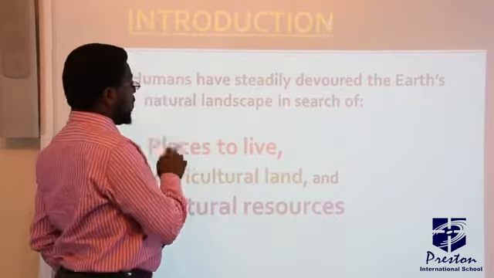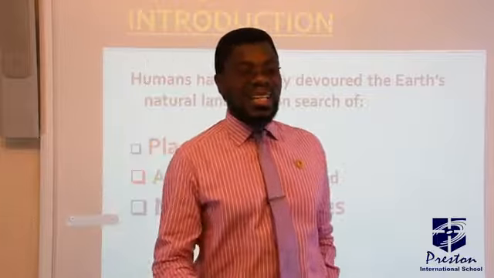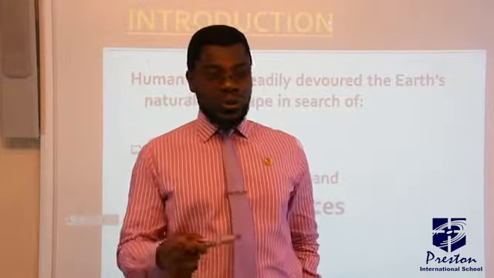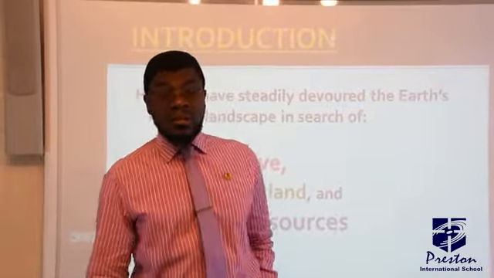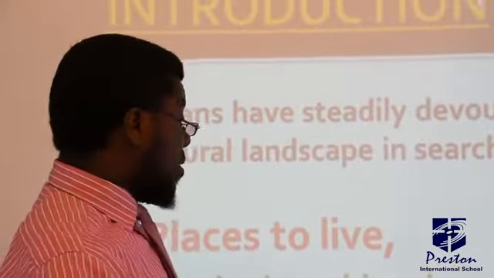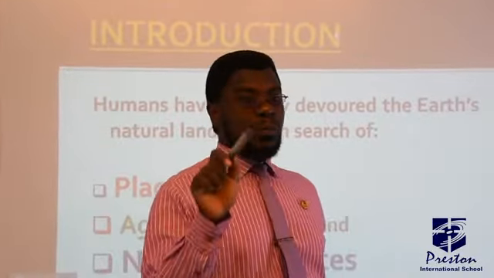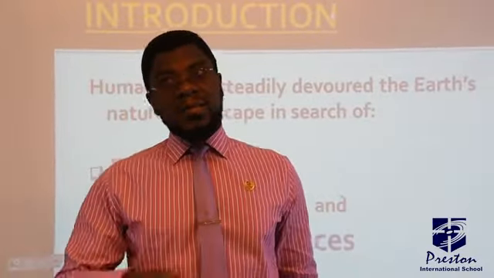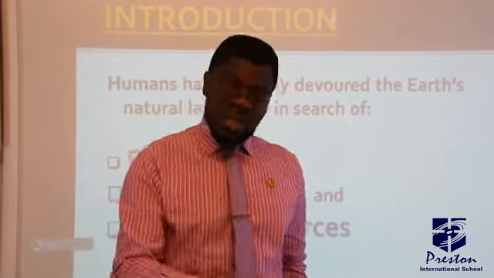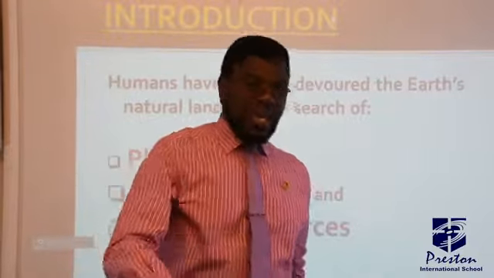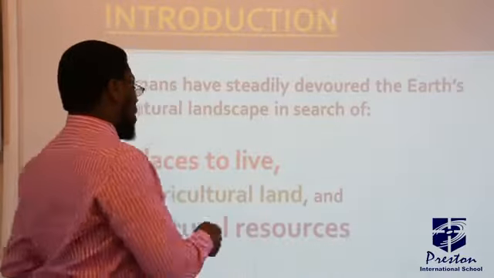Now, as it is on the board, humans have steadily devoured Earth's natural landscape. When we say steadily devoured, it means that we have relentlessly continued to destroy the ecosystem, not because that is our original intention. Yes, our intention is to survive, but in doing so, we have destroyed our ecosystem for these three reasons: shelter, food production, and a means of livelihood. Say somebody that is a gold miner. Gold is found inside the soil, so to get it, you've got to go very deep. And in doing so, there is no way you will not compromise the integrity of the soil.